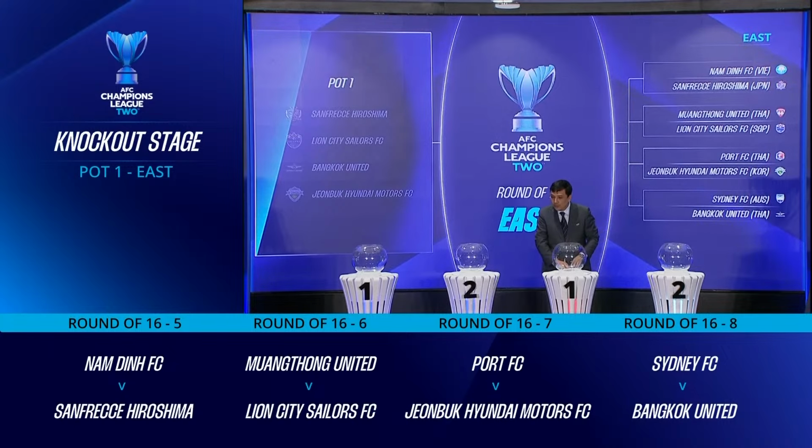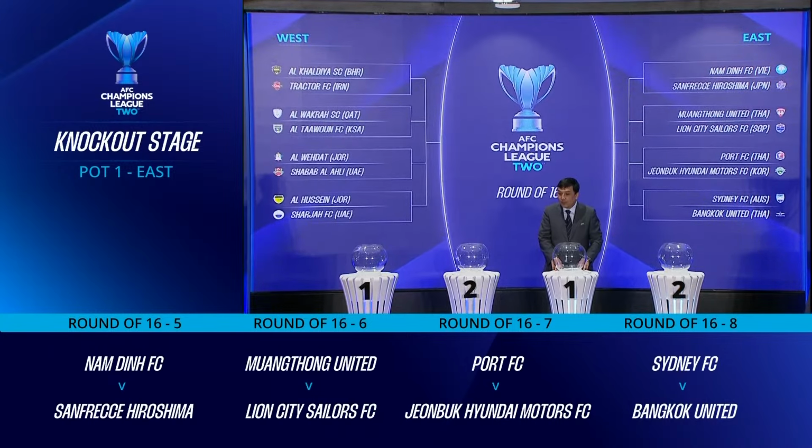This concludes the draw for East round of 16 pairings. As we explained, first round of 16 in the East will play against the second one. So Nam Dinh FC, Sanfrecce Hiroshima winner will play against Muangthong United and Lion City Sailors winner. So that pairing will continue all the way until the final.